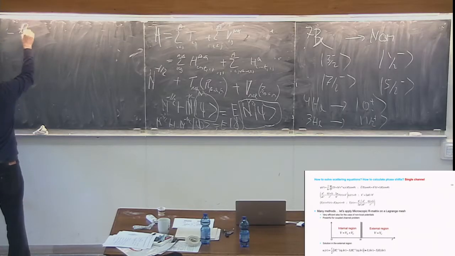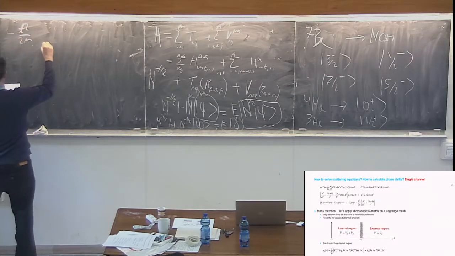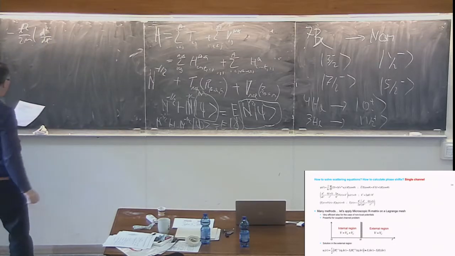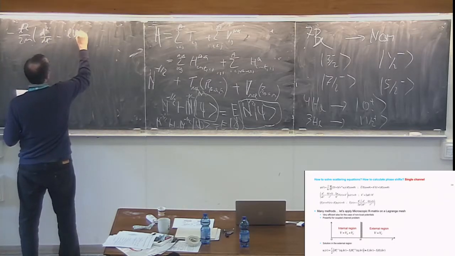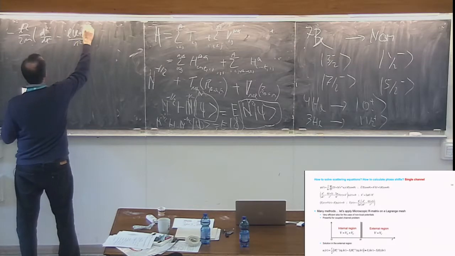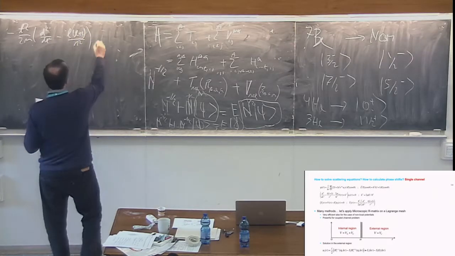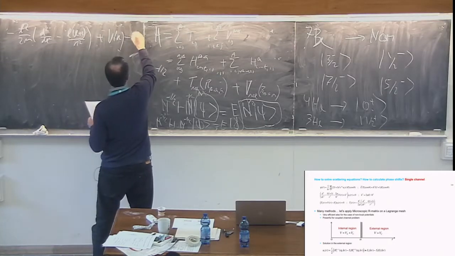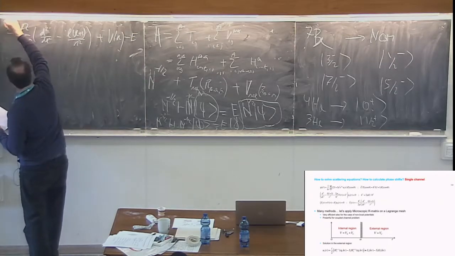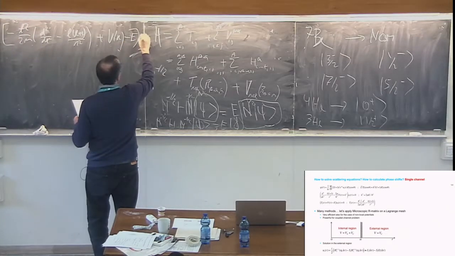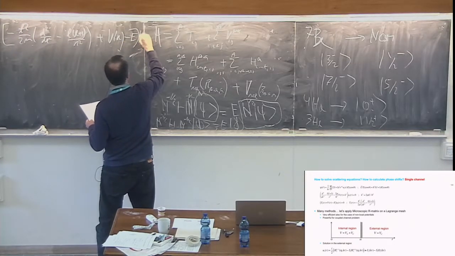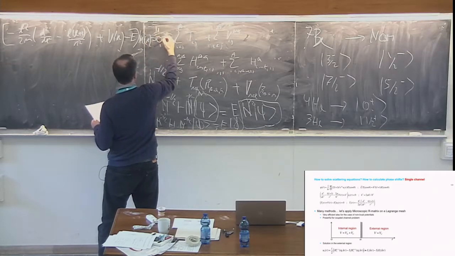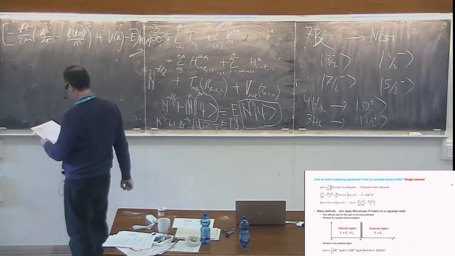Okay, so let's say I have my kinetic term part. Then I have the potential. I have the energy. And I have my wave function, let's call it u(r), and this is equal to 0. Okay, so this is what I want to calculate.